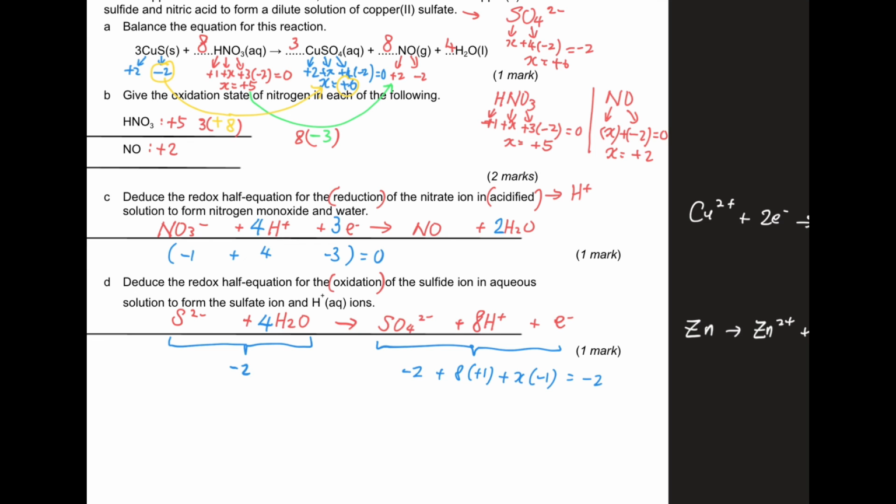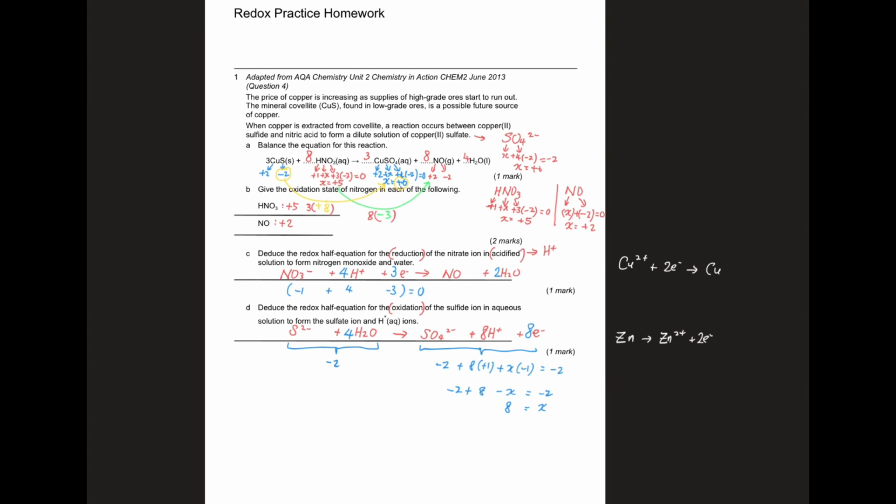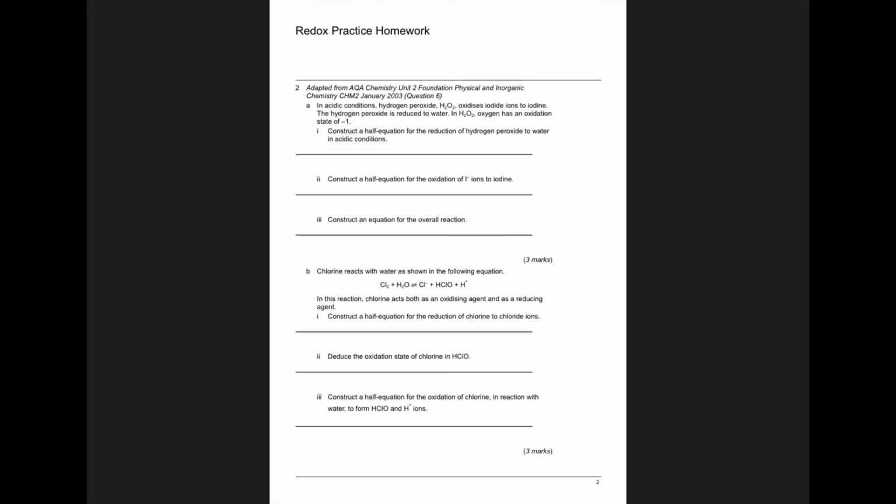Okay, so solve this equation. -2 plus 8 minus X equal to -2. So X is equal to 8. So we need 8 electrons. Okay, so yeah, like that. We balanced it already. So this is the first question. Now let's move on. Next question.